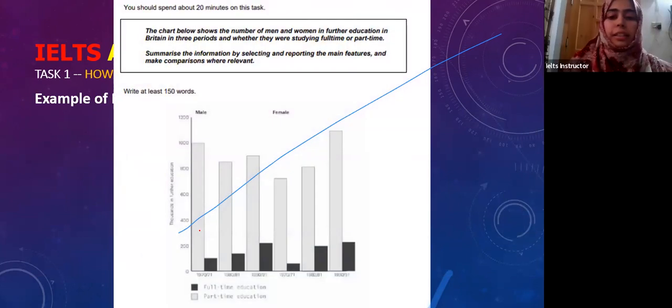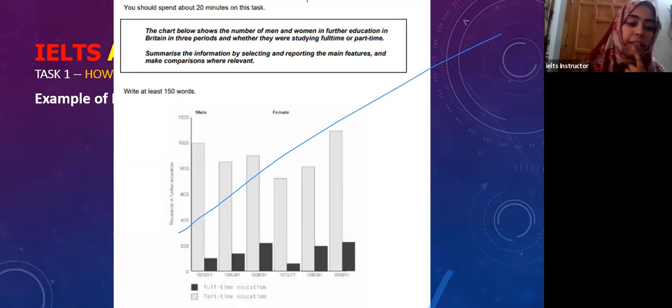Okay, so there is another example. Let me just move my panel. As the question says, the chart below shows the number of men and women in further education in Britain in 3 periods and whether they were studying full-time or part-time. So they have given us an idea of what the graph is about. Summarize the information by selecting and reporting the main features and make comparisons where relevant.